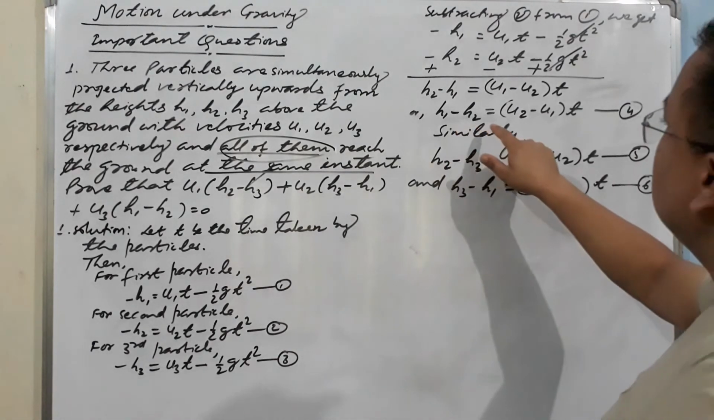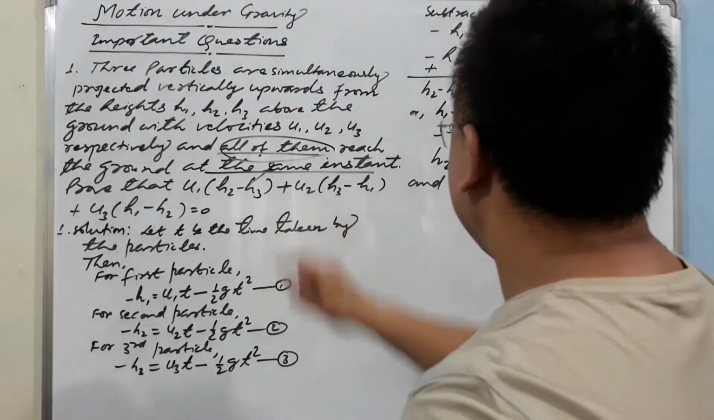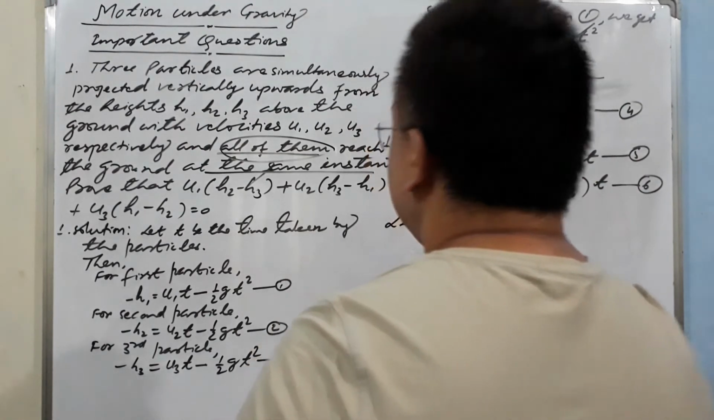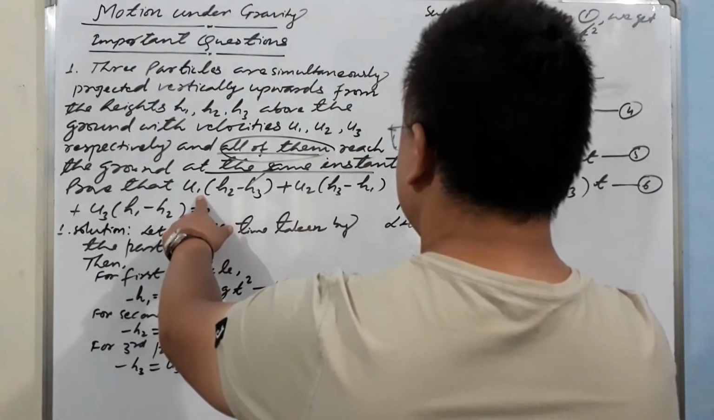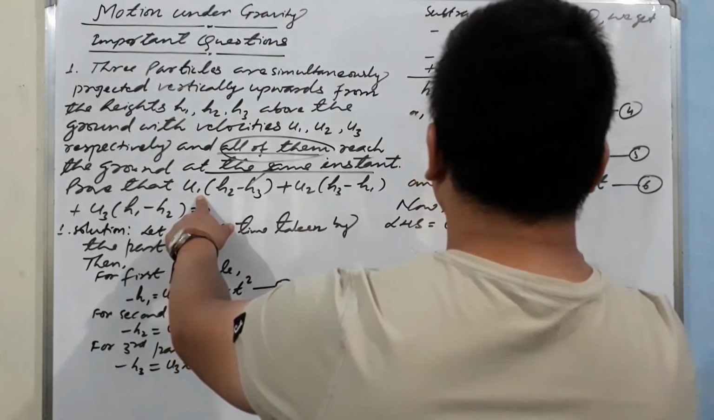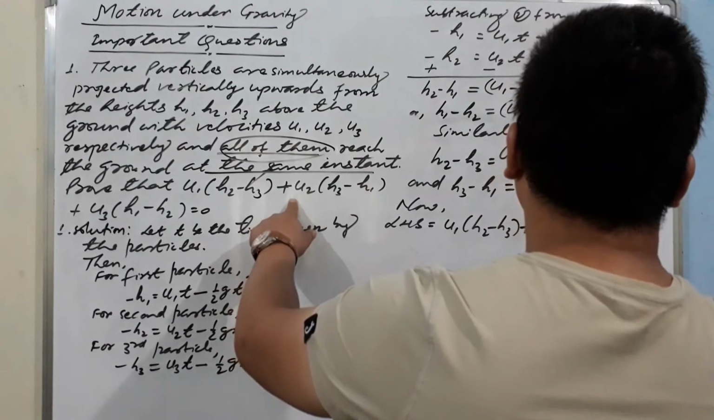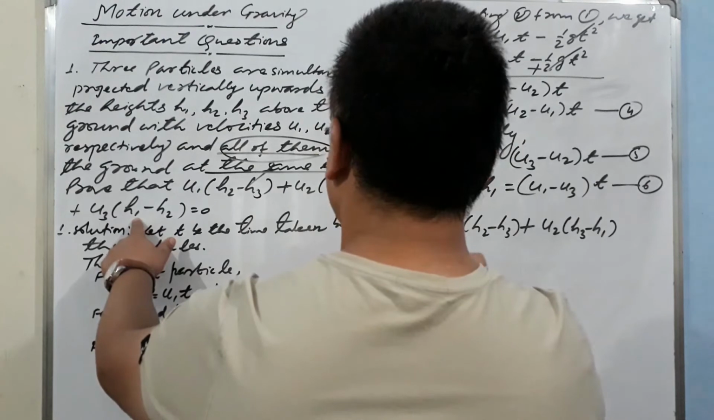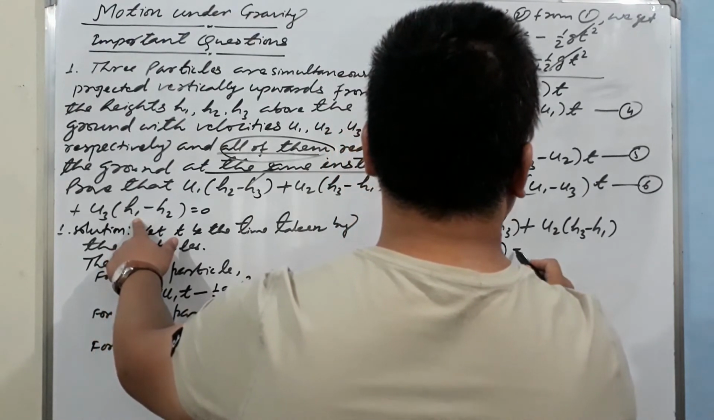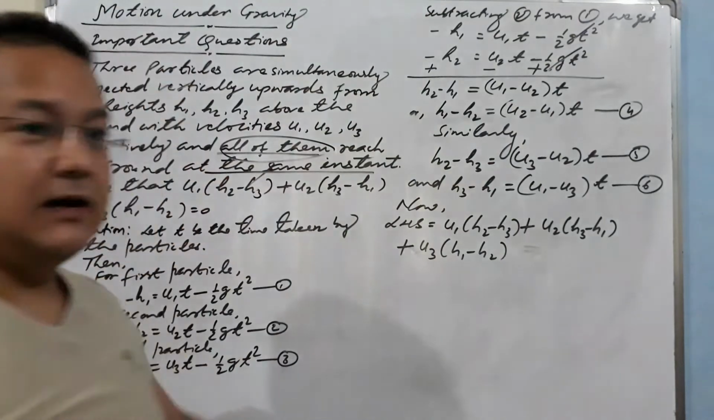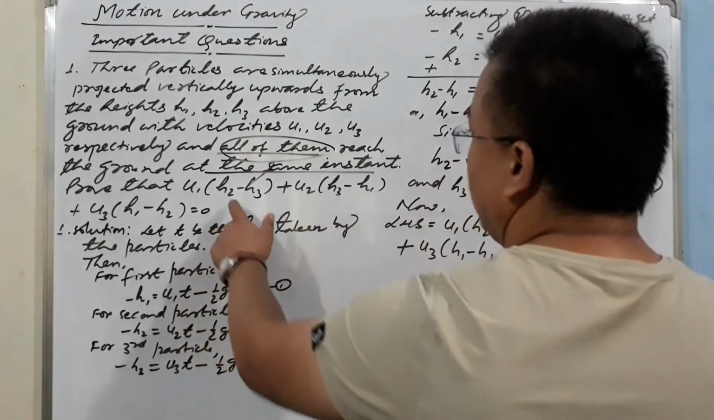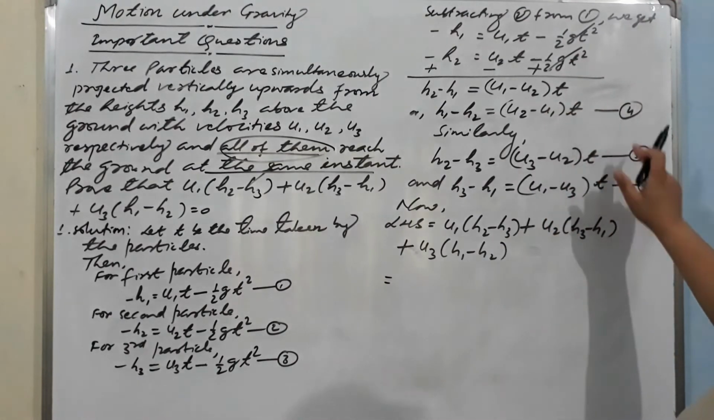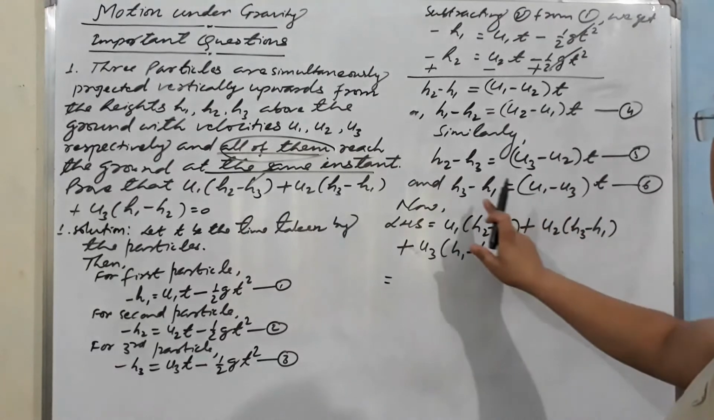Now we will put the values of these in the left hand side. The left hand side is u1 times h2 minus h3 plus u2 times h3 minus h1 plus u3 times h1 minus h2. Now you need to put the values from 4, 5, 6.